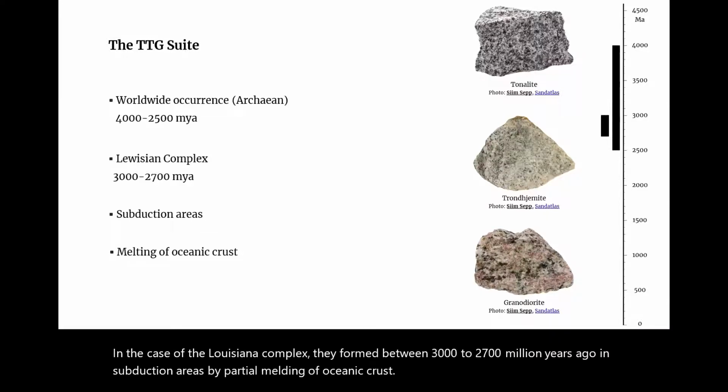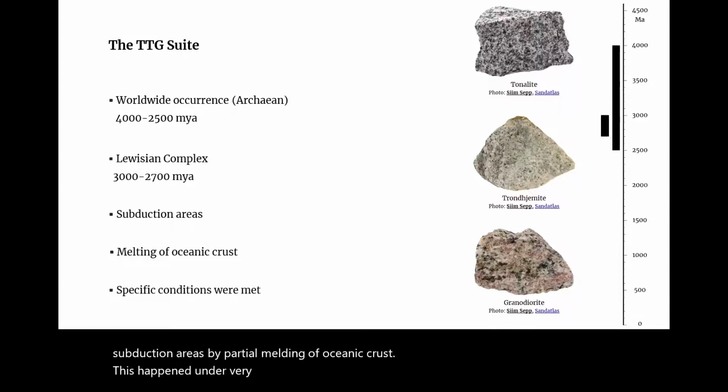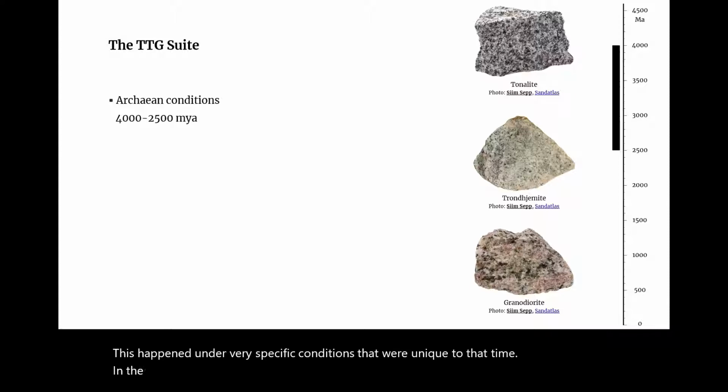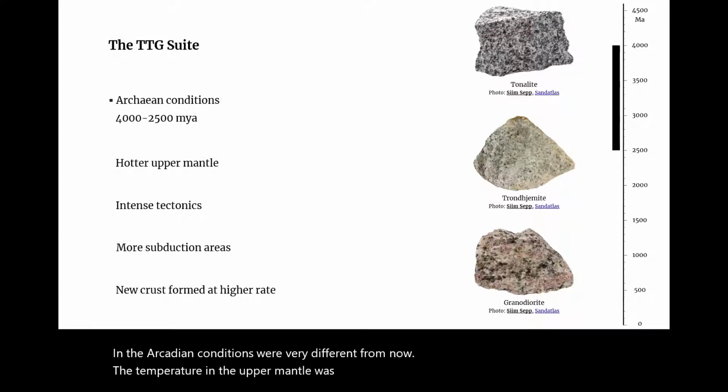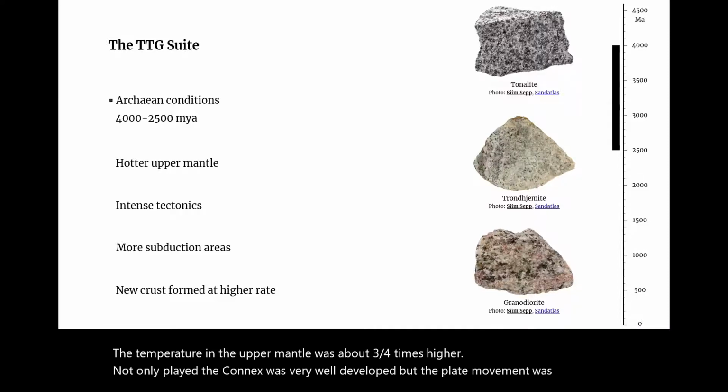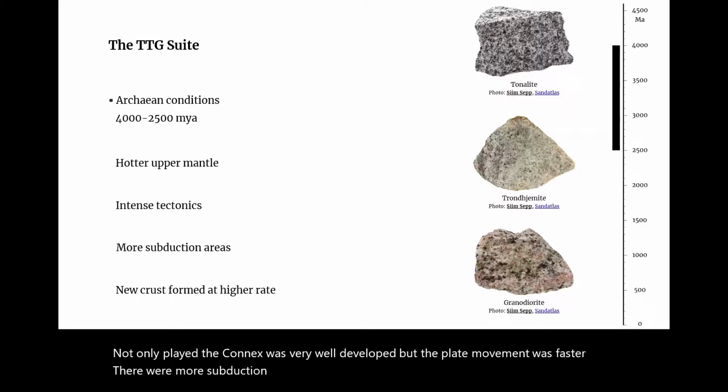This happened under very specific conditions that were unique to that time. In the Archean, conditions were very different from now. The temperature in the upper mantle was about 3-4 times higher. Not only was plate tectonics very well developed, but the plate movement was faster. There were more subduction areas, and oceanic and continental crust were created at a higher rate than they are now.